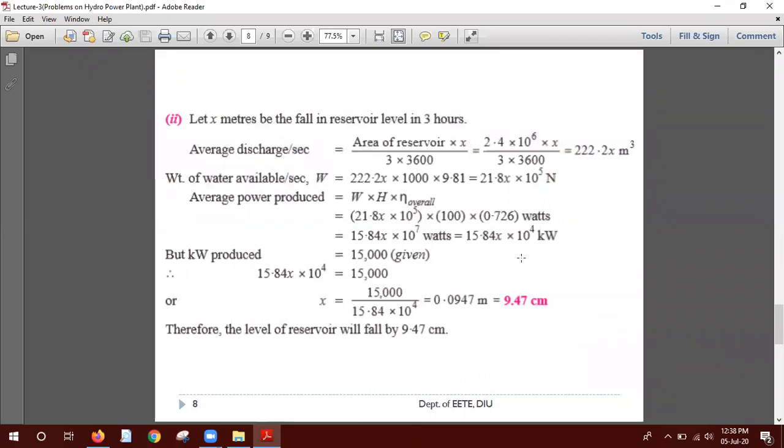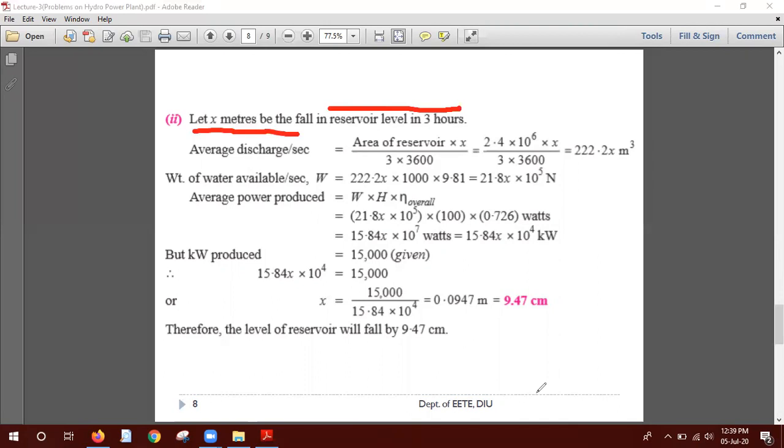To find this out, first of all, suppose X meter is the fall in the reservoir in 3 hours. We need to find how much fall there is, so we take it as X meter. This fall has happened over 3 hours, so we can find the flow rate, because the time is given as 3 hours. Now we need to find the flow rate, that is, how much water has been transferred per second. For that we need to find the total volume of water.